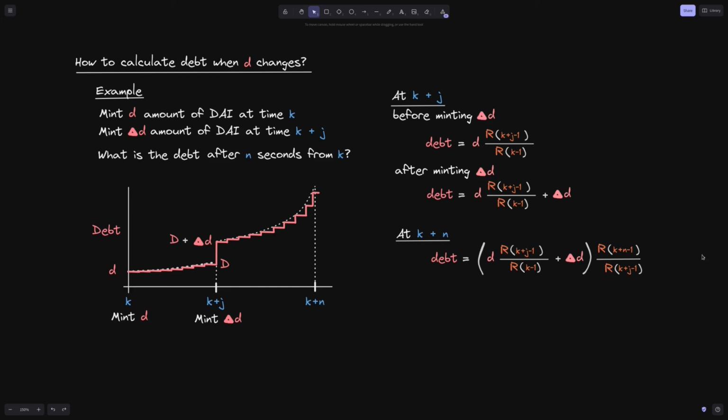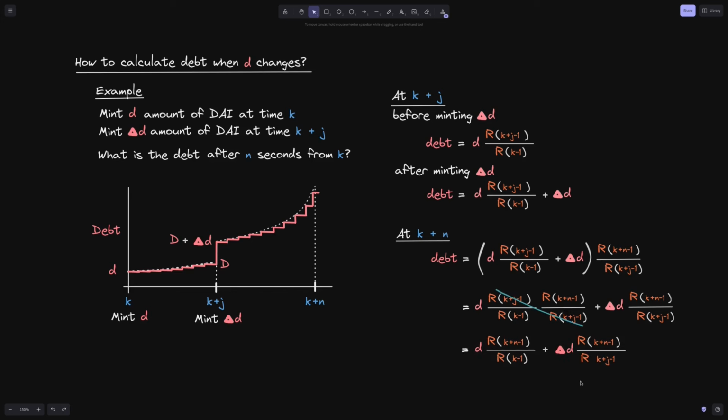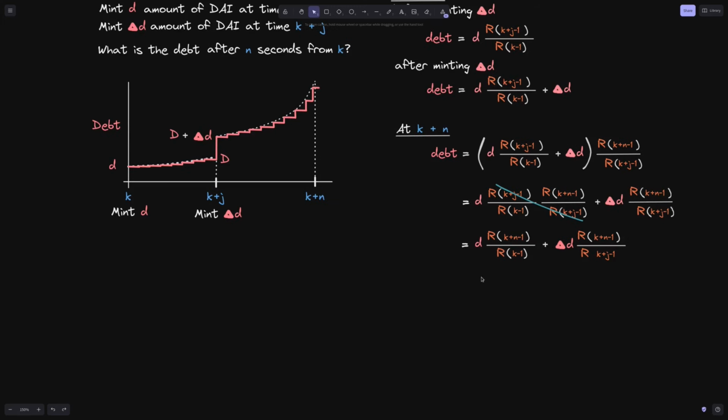Next, let's unpack this equation. We multiply the inner terms by the outer term that involves rate accumulation functions. Take a look at the first term. We have r(k+j) minus 1 over here, and we also have r(k+j) minus 1 over here. And these two cancel out. Simplify it and we get these two terms. And finally, let's simplify these terms one more time. Notice that we have r(k+n) minus 1, and we also have r(k+n) minus 1. So we can factor out this term. After factoring out r(k+n) minus 1, we get the equation in our final form.